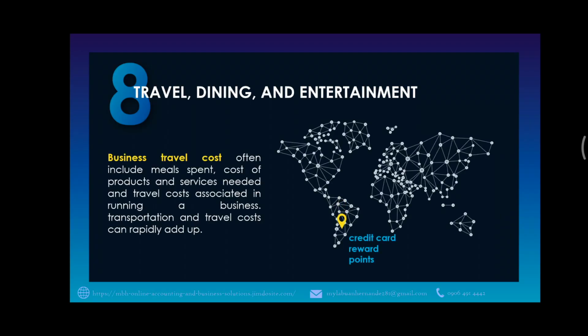For our next one, we have travel, dining, and entertainment. Business travel costs often include meals, cost of products and services needed, and also travel costs associated with running a business. So, small companies should take advantage of every chance to reduce travel expenditures, such as credit card reward points or hotel or airline loyalty programs. And if you really must attend a large conference, keep in mind that there is always a cheaper hotel room available down the road than the one promoted by the conference organizers.